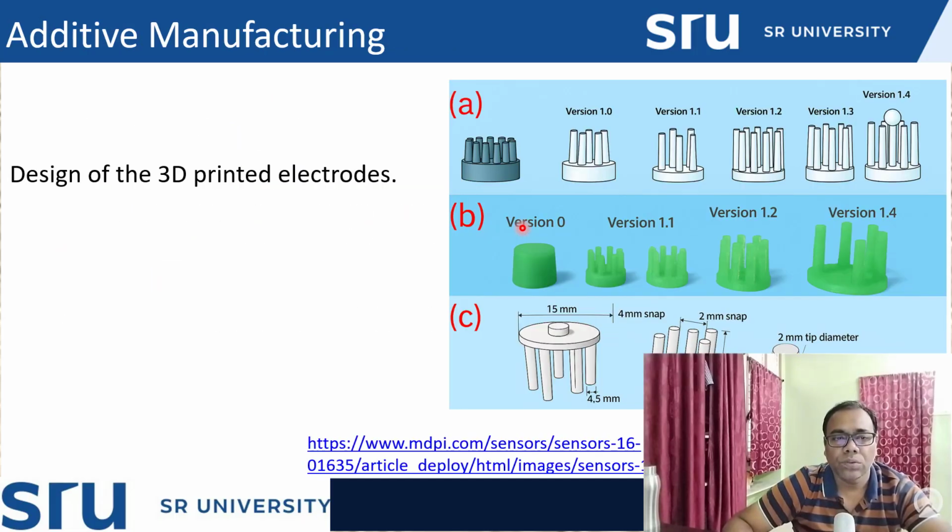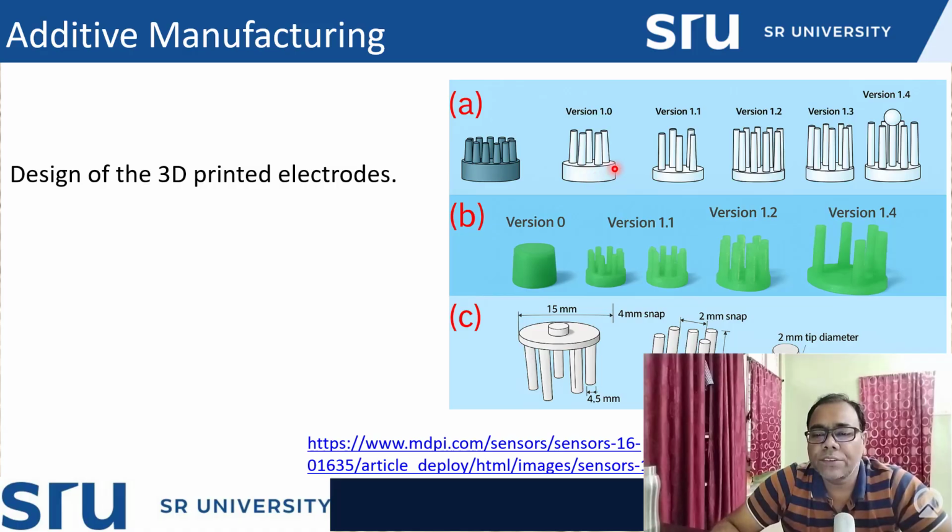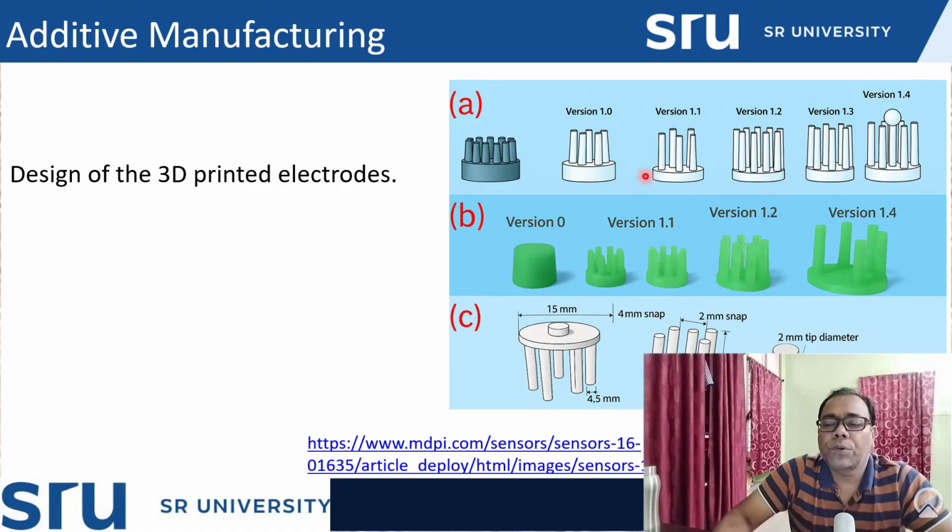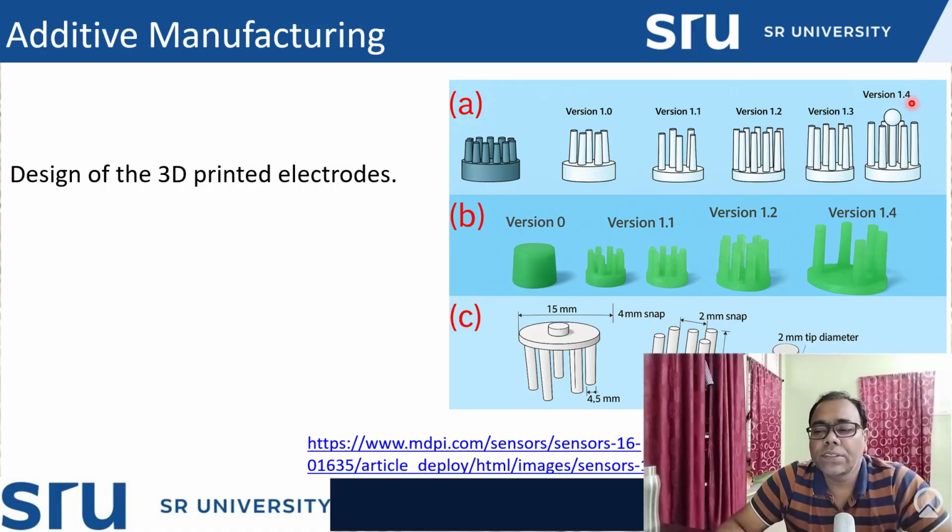These are the different types of designs available. We have taken this design from a research paper. In that you can see the different versions of the electrode profile. After that, this final version was decided, and these are the different designs also. One can see how the designing starts, and the final printed profile of the electrode.